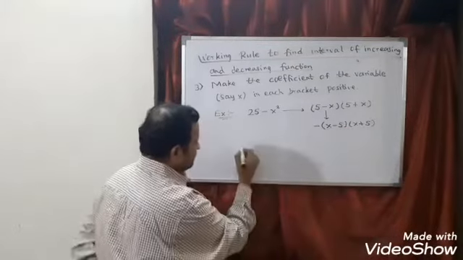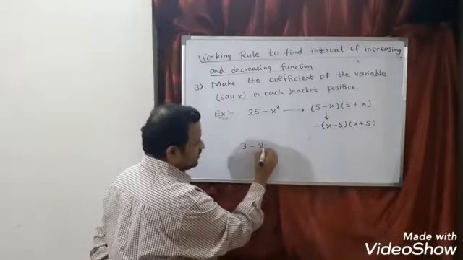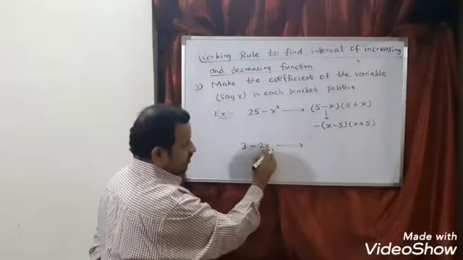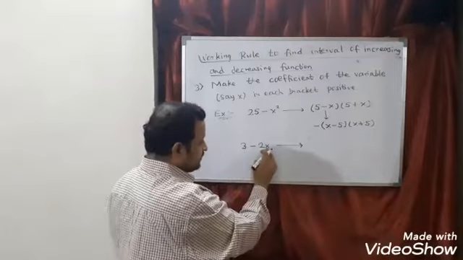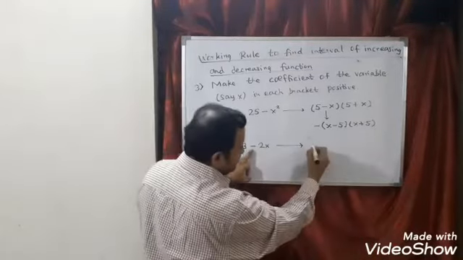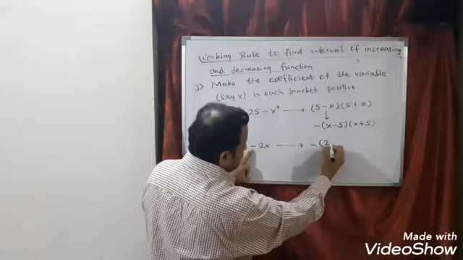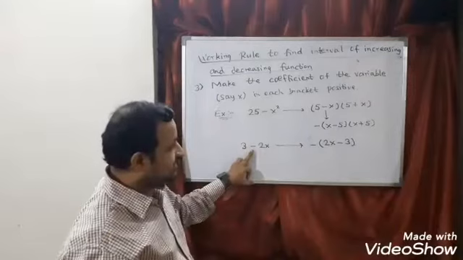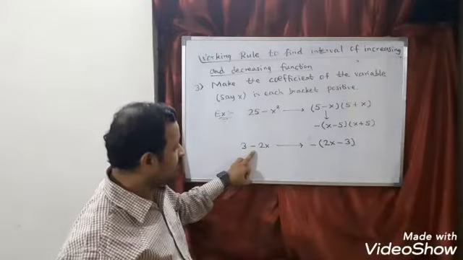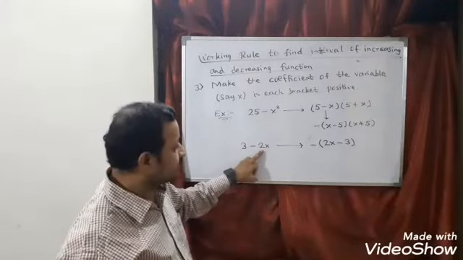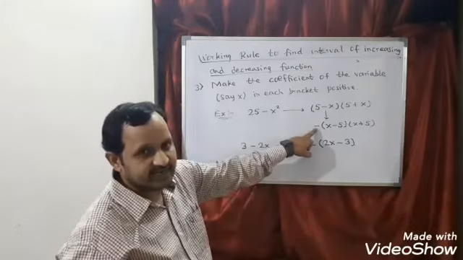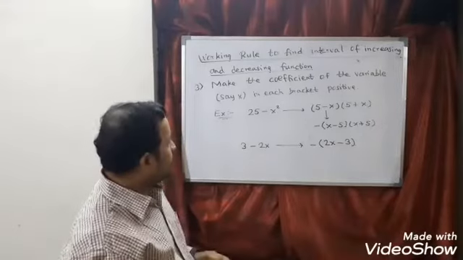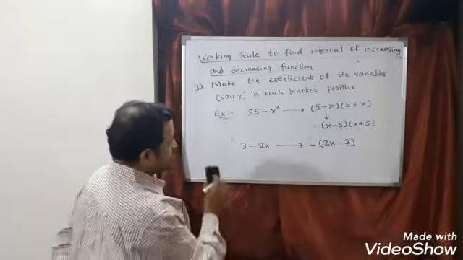Some more example, something like 3 minus 2x. Tell me how to make coefficient of variable positive. So what I can do here is take minus common here. When you take minus common here, what you will get? 2x minus 3. So I think it is clear. So this is the way to make coefficient of the variable positive by taking negative sign outside. Let us see fourth step.